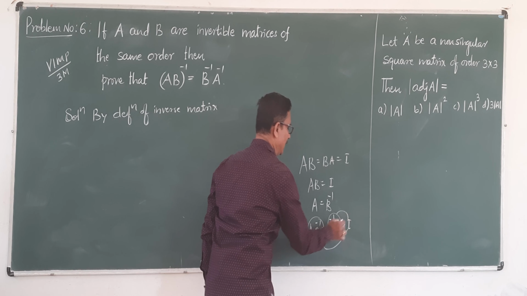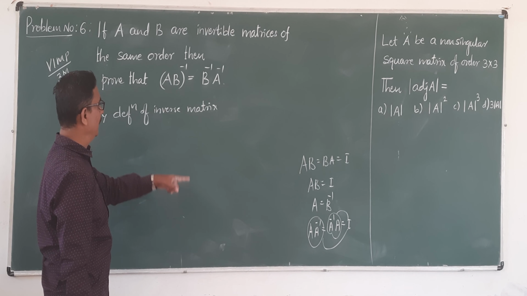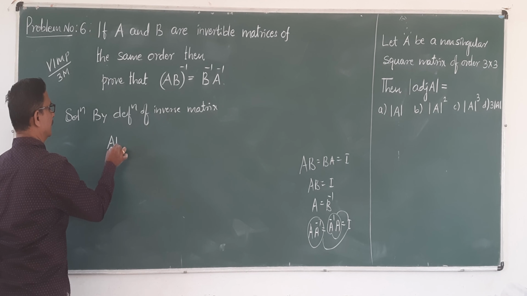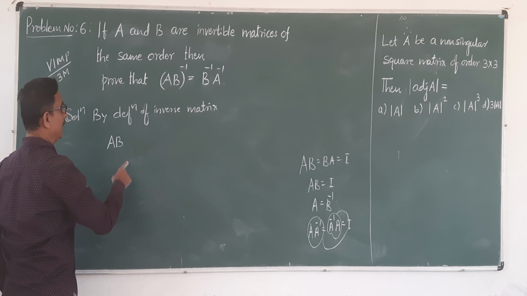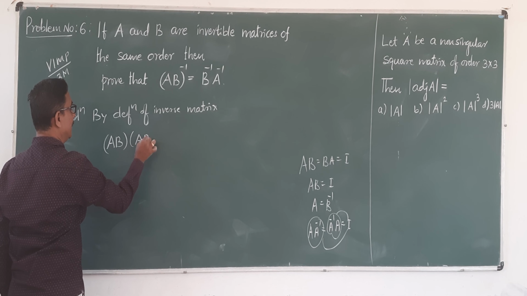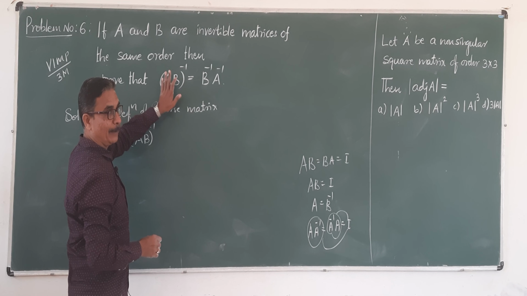A inverse into A is equal to I. Okay. Now here, instead of one element, there are two elements. So by definition of inverse matrix, how to write? A into A inverse. What is A? AB into AB inverse. Here there are two elements. Put AB is equal to capital A.